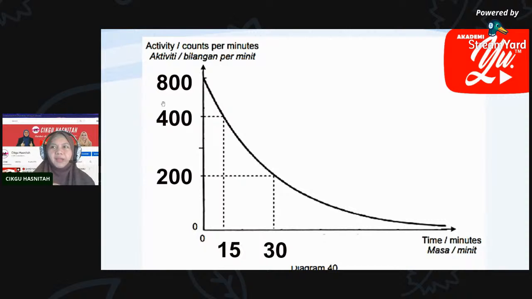Please make a correction. This diagram has a small mistake. Up here is not 1000 as stated. It is actually 800. And here is 400. So the 500 you delete, you erase. And down here is 200. The time here is 15 minutes when the activity is 400. And when the activity is 200, the time is 30 minutes. This is the correction you have to make for diagram 40. Please make the correction first.